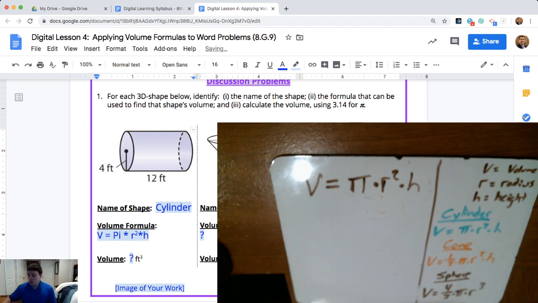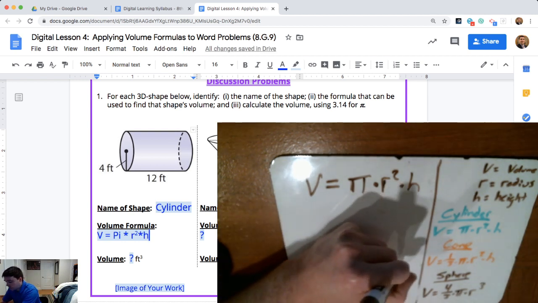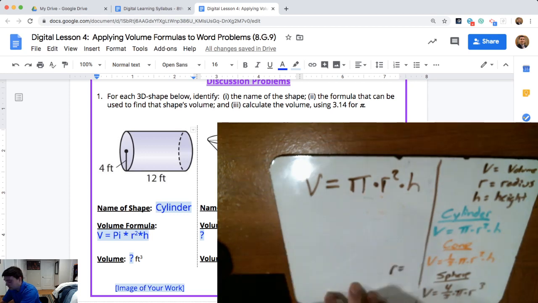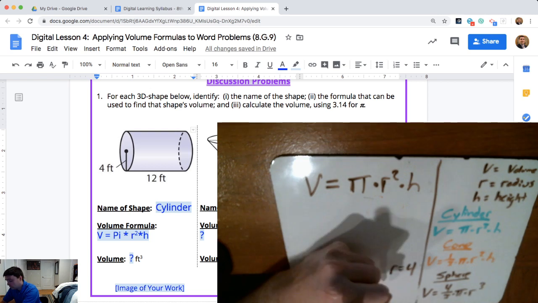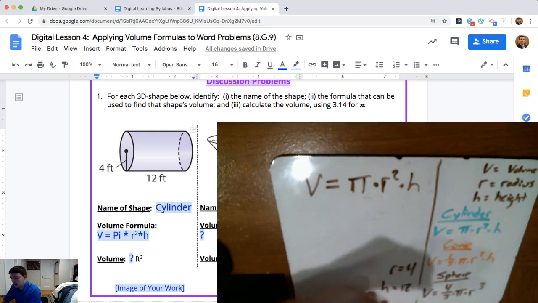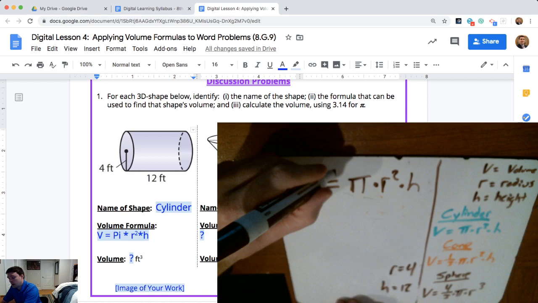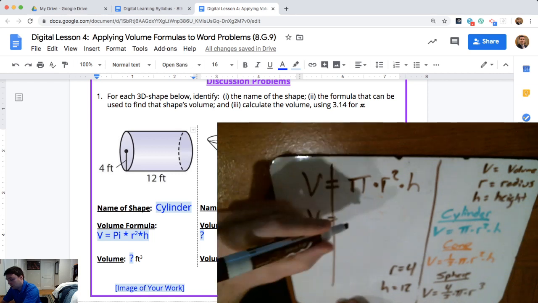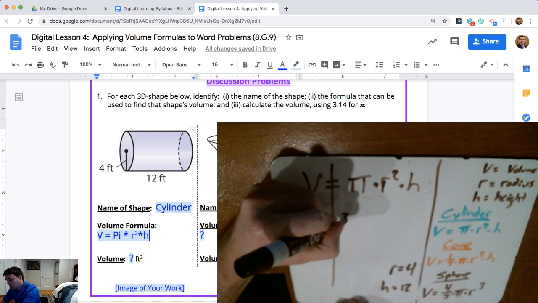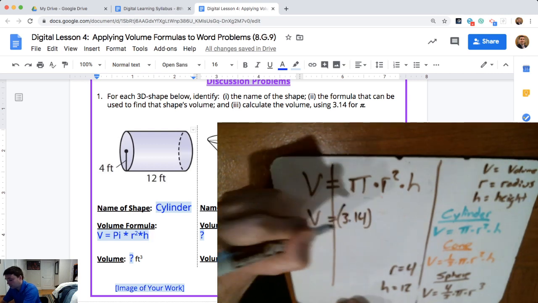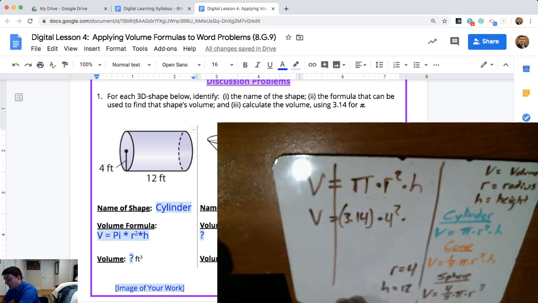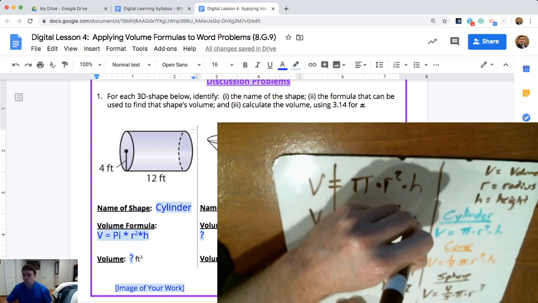So once we identify, and I'll put this onto my whiteboard, the radius was 4 feet. That was the distance halfway across the circular base, and the height was 12. Then we can plug those numbers into the formula V equals pi r squared h. Once we substitute in, it becomes V equals, they told us for this problem to use 3.14 for pi, so I'm going to switch that over as well. 4 squared instead of r squared, and the height is 12 feet, so that becomes 12.